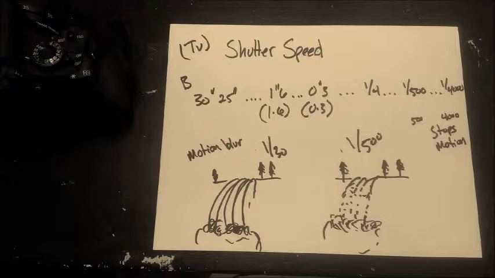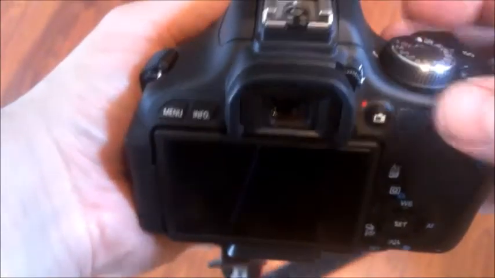If you want to freeze frame and catch every little drop of water, bump your shutter speed up to 500, or anything higher than that, and you will catch every little drop. It'll freeze it all midair. There'll be no blur or anything like that.